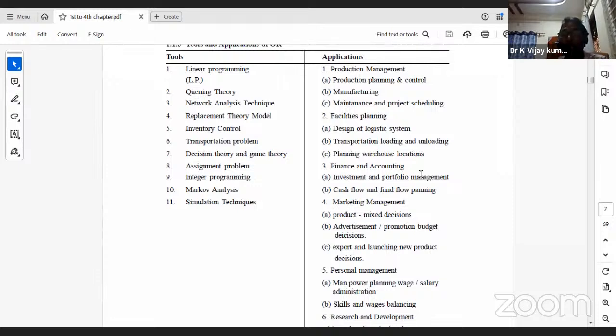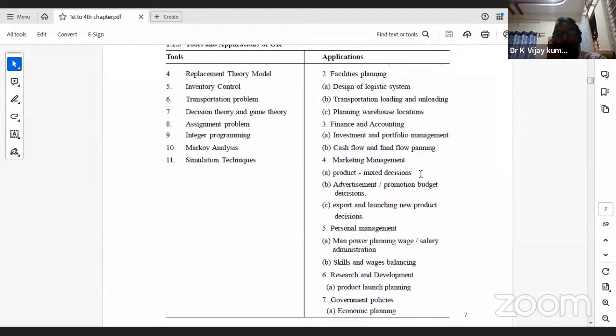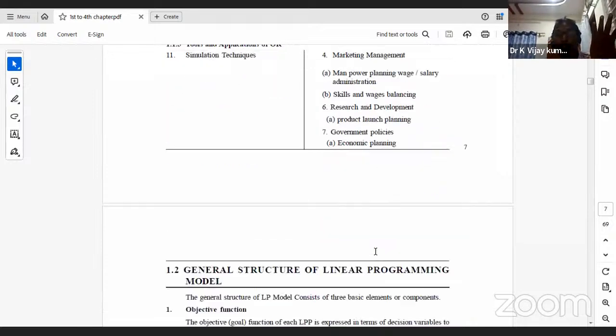The planning, warehouse location, finance and accounting, with subheadings: investment portfolio management, cash flow planning. We are taking the XB, XJ, ZJ minus CJ. We are doing here. Marketing management: product mix decision, advertisement promotion, budget decisions, export and launching new product decisions. Personnel management: manpower planning, wage and salary administration, skill and wage balancing. Research and development: product launch and development, government policies, economic planning.